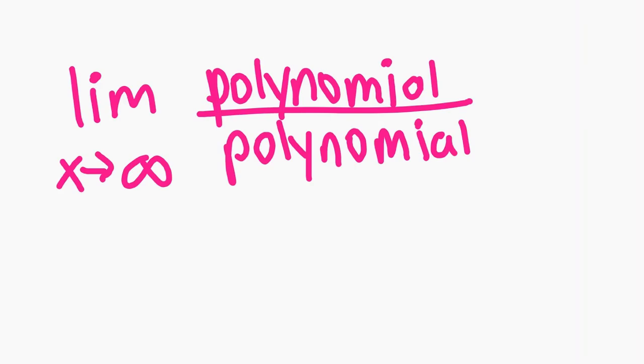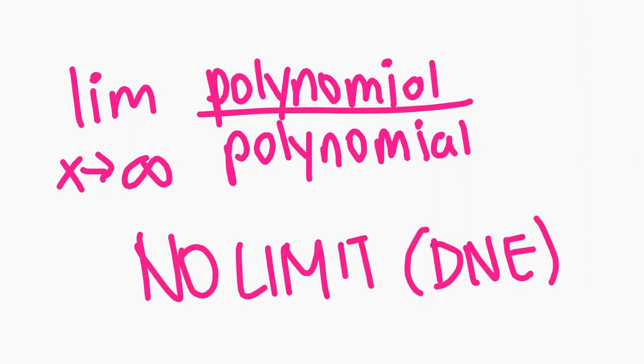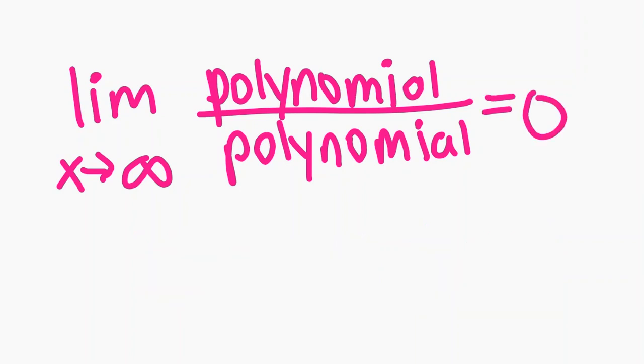This strategy is pretty useful for functions that are the ratio of polynomials. In cases where the polynomial in the numerator has a higher degree than that of the denominator, then the function goes to infinity as x approaches infinity. This means there is no limit. In cases where the polynomial in the numerator has a lower degree than that of the denominator, then the function goes to 0 as x approaches infinity. This should make some sense. Just using some simple logic, we should be able to figure this out.